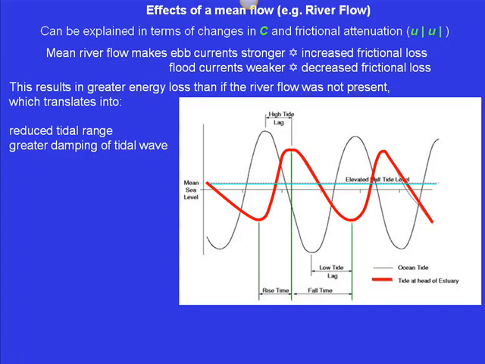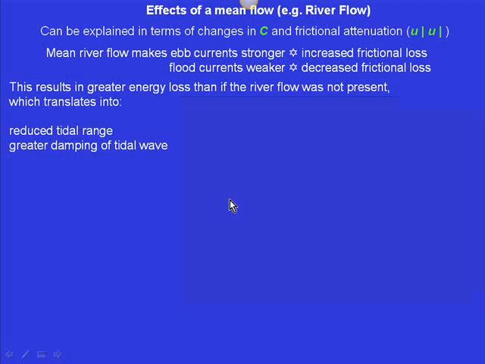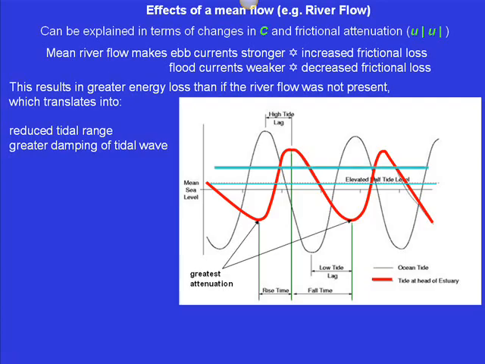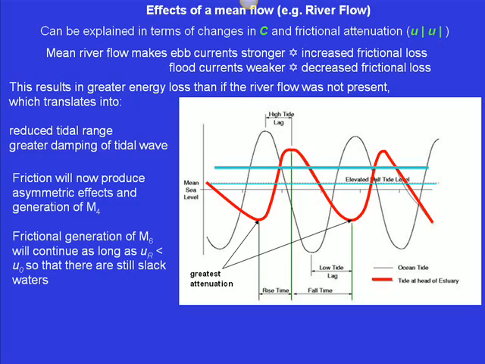So this again, the example that I had shown before, where the mean elevation is here. But what happens when you have a river, then the mean elevation will go up. So you have greatest attenuation here during ebb, weak attenuation during flood. This is when the river flow is still weaker than the tidal flow. So this will generate asymmetric effects, because these effects are asymmetric from what happens during flood.